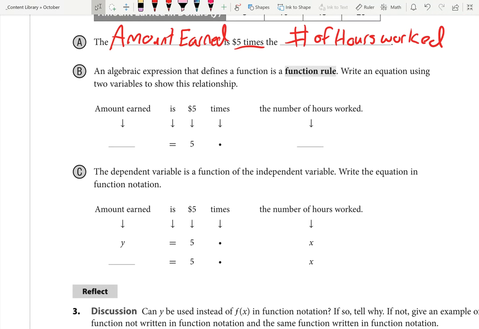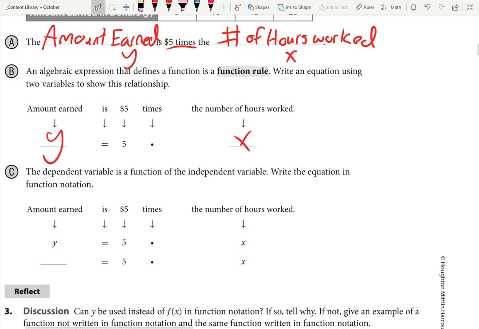So for us to write an equation, we'll let the dependent variable, which is our amount earned, which is y, equal 5 times our independent variable, which is x, which is the number of hours she works. So the equation for our situation is y equals 5 times x. That says the amount that she earns is 5 times the number of hours she works.